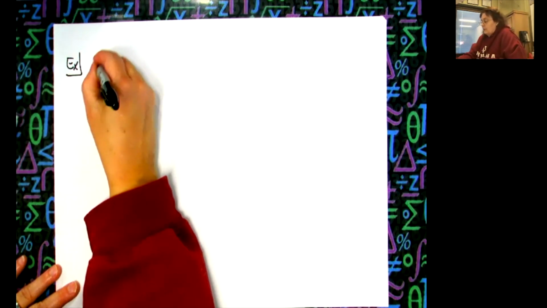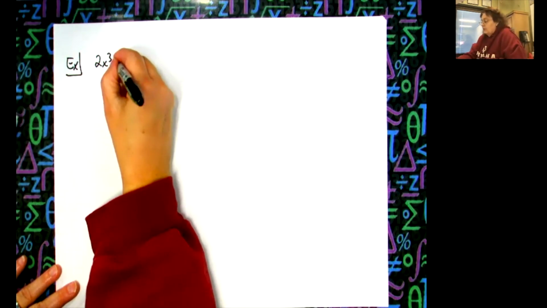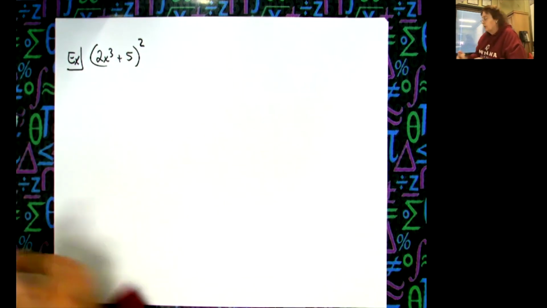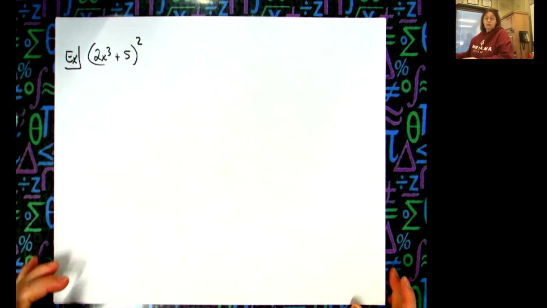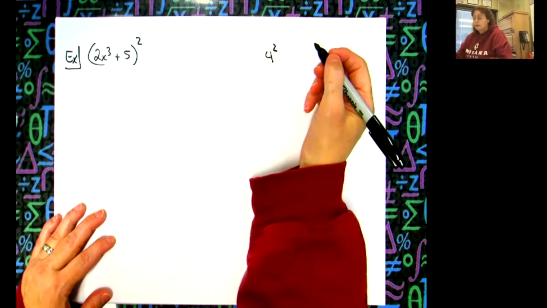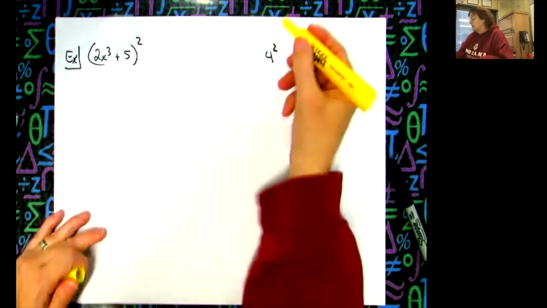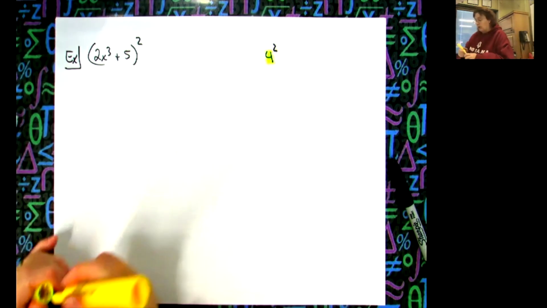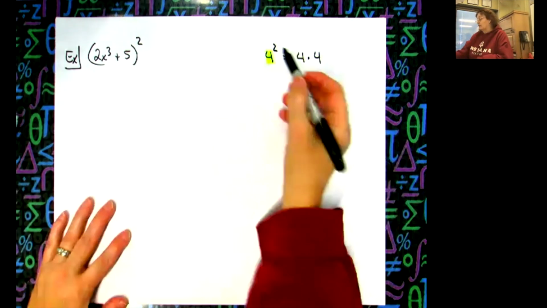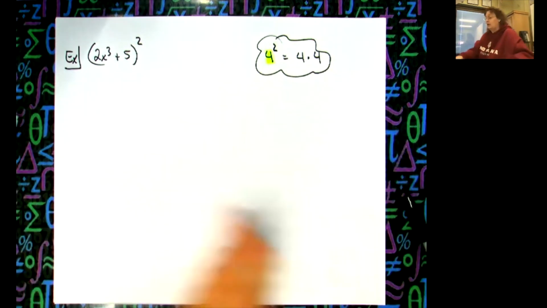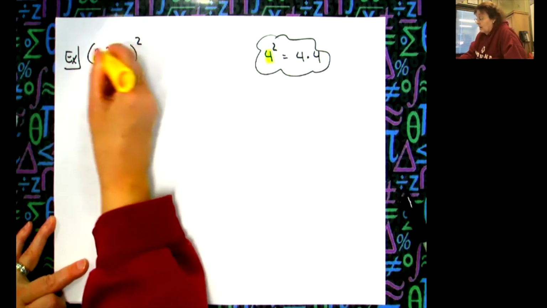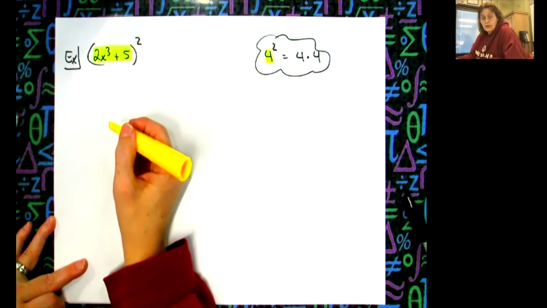Okay, let's take a look at maybe say a 2x to the 3rd plus a 5, and then raised to the 2nd power. Now we know that if I take 4 squared, what's that mean? It means that the base is a 4, and I am supposed to take 4 times 4. We know that you've been doing that for a long, long time. So the question here is, what's my base?